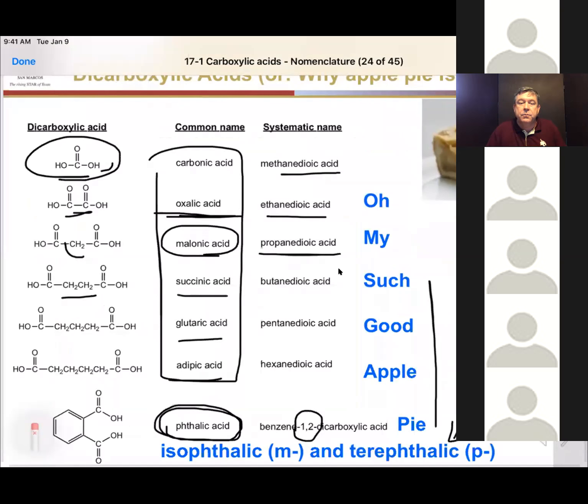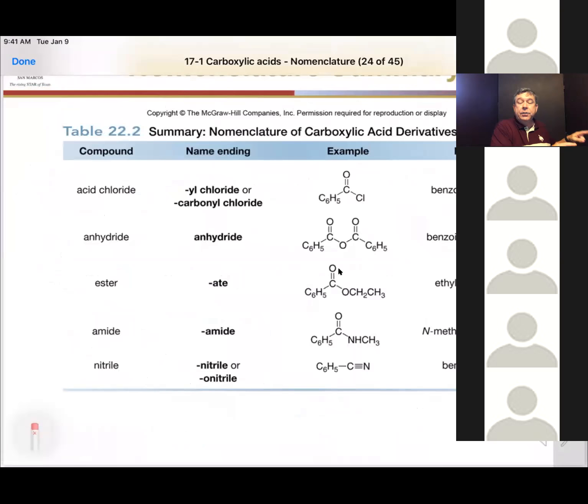And this is a summary of the nomenclature right here. Notice on the nomenclature set that carboxylic acid and carboxylic acid derivatives have the highest priority. If you have a carboxylic acid on any part of your molecule, you're naming it for that carboxylic acid, okay? And then, of course, it goes down to amides and nitriles and stuff like that. All of the carboxylic acids are the highest priority set we're going to look at.